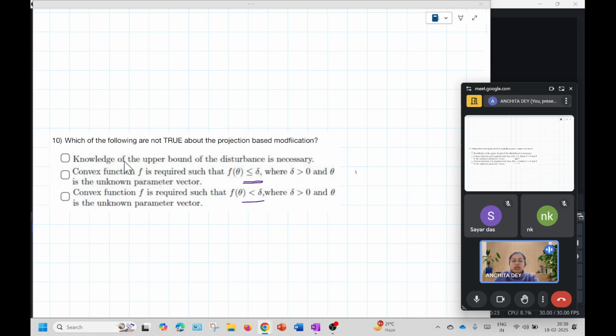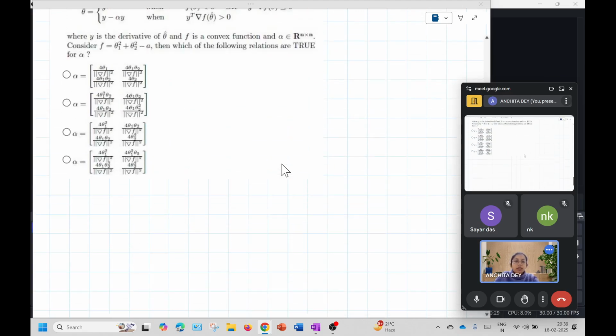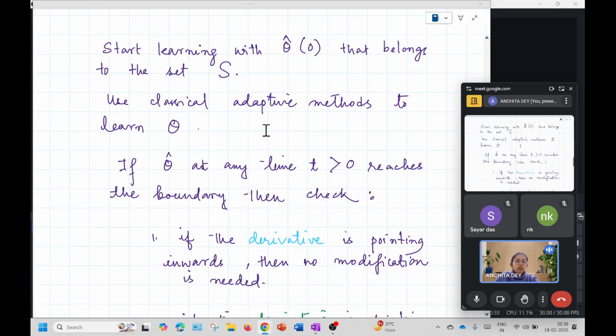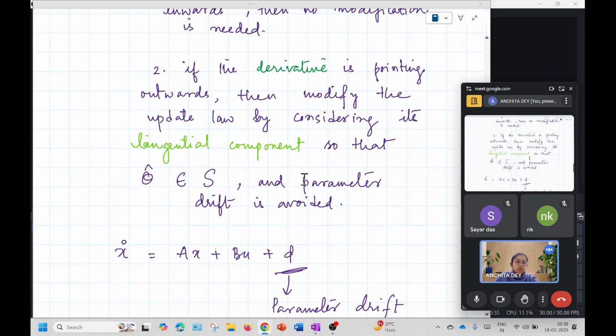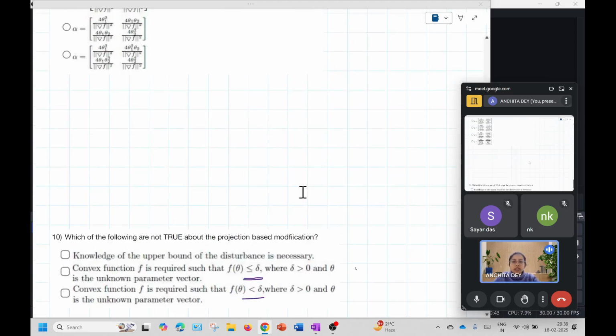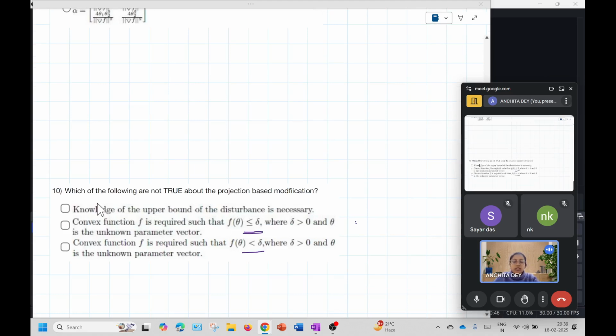Okay. So the first option says that knowledge of the upper bound of the disturbance is necessary. But notice here, when we designed this projection operation, we never talked about what the upper bound of the disturbance is. We just wanted the disturbance to be bounded. It can't be an infinite disturbance, that makes no sense, right? So whether the knowledge of the upper bound is necessary or not, well, it's not necessary, right? That's what we just saw when we designed the law.